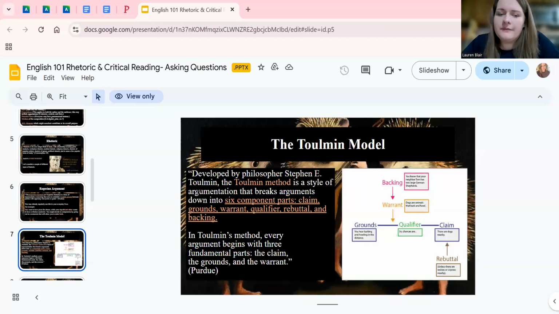With a Toulmin model, these arguments break down into 6 component parts. We have a claim, grounds, warrant, qualifier, rebuttal, and backing. And here's an infographic. If you want to go back and look at these slides later, that is an option. I'm going to post them this week. But in Toulmin's method, every argument begins with 3 fundamental parts: the claim, the grounds, and the warrant.